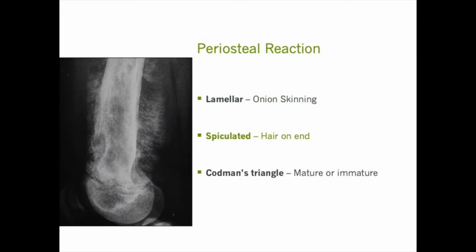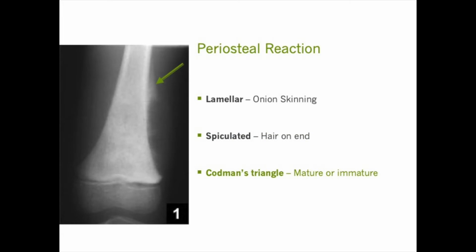The next one is the spiculated periosteal reaction, or more commonly referred to as the hair-on-end appearance. This occurs as a result of stretch of Volkmann's vessels, if you recall those from histology, in the cortical bone. As that gets stretched from compression and growth of the tumor, it incites this linear spiculated periosteal reaction orthogonal to the surface of the bone.